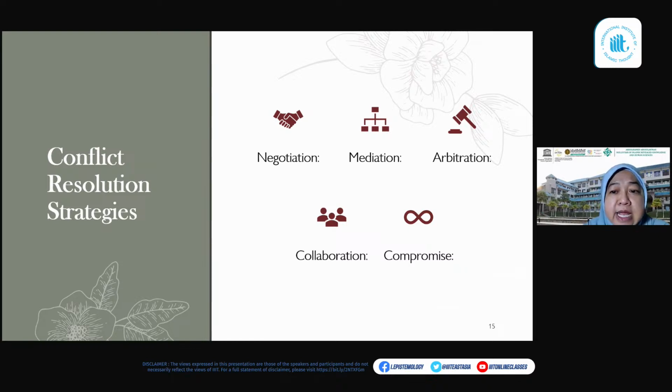Okay, for example, in the East China Sea dispute between China and Japan, lots of negotiation were conducted in order to solve the problem. And then the second one is through mediation. Okay, this is where a third party helps to facilitate discussion and resolution.